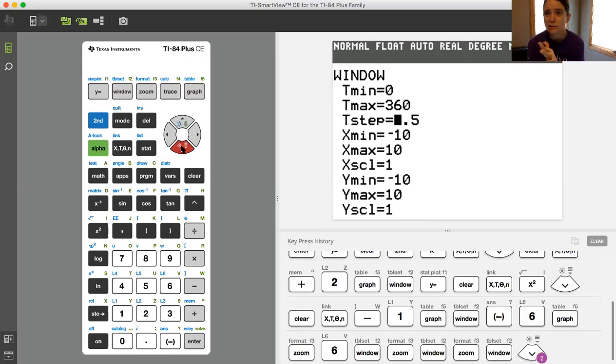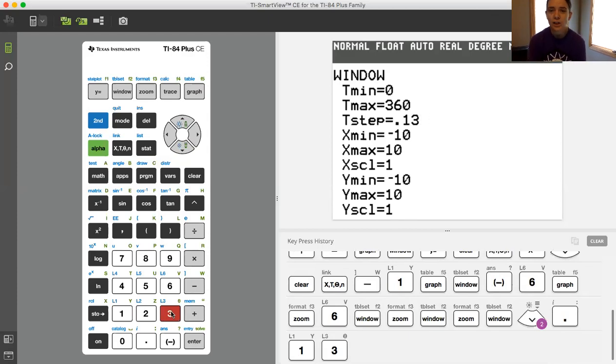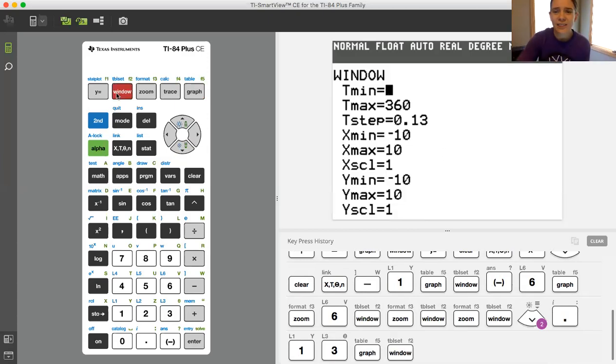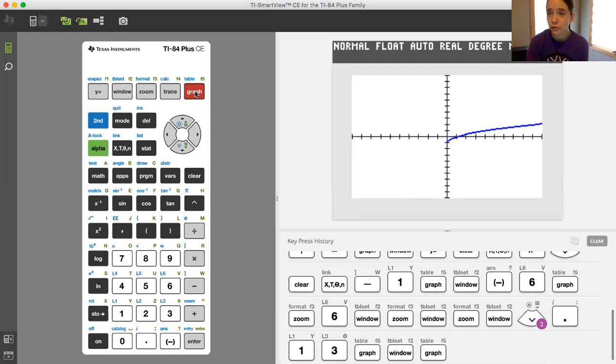So if you notice that your curve is really crazy straight and it should be a curve, you probably want this to be 0.13. I think what happened is my calculator is in degree mode, so when I did zoom standard, it went everything in degrees. Notice the 360. So you'll probably want to make sure you're in radian mode. I didn't do that. But if you're having some trouble with your curve, go to window, and that t step should be something less than 1 so that you get a curve with your values.